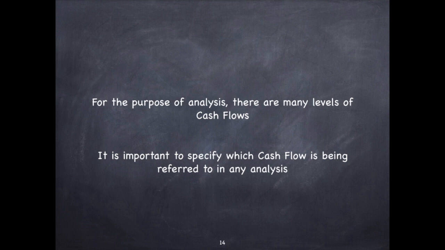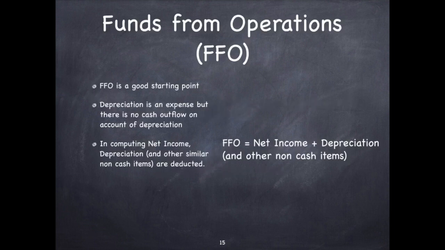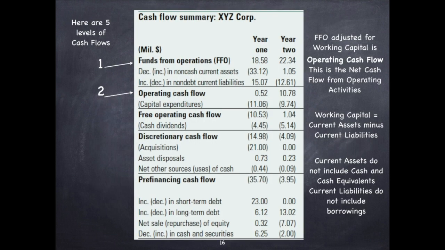So, for the purpose of analysis, not for statutory requirements, there are at least 5 different levels of cash flow, which is what we want to talk about now. The first is funds from operations, which is defined as net income plus depreciation and other non-cash items. We know that depreciation, amortization, and so on are expenses, but these do not necessarily result in any cash outflows, yet they are deducted in calculating the net income. So when we find the funds from operations, these are added back to the net income, right?